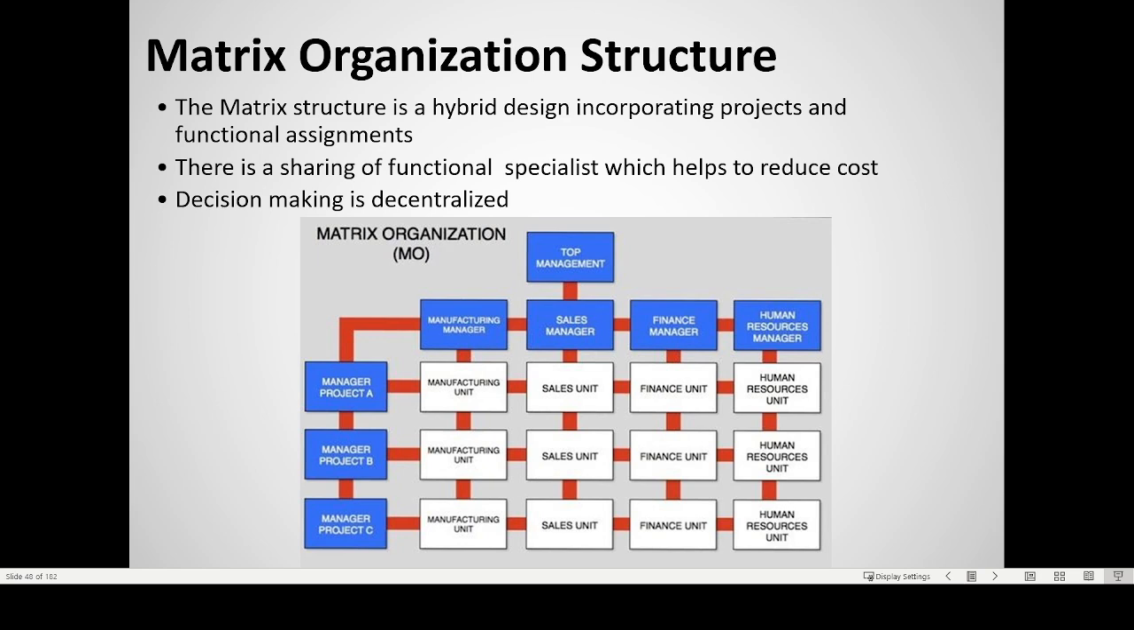There is a sharing of functional specialists which helps to reduce the cost. They are sharing the functions to reduce the cost. So as you can see, the project manager and the manufacturing manager are both sharing the manufacturing unit. Decision making is decentralized in this kind of organization structure.